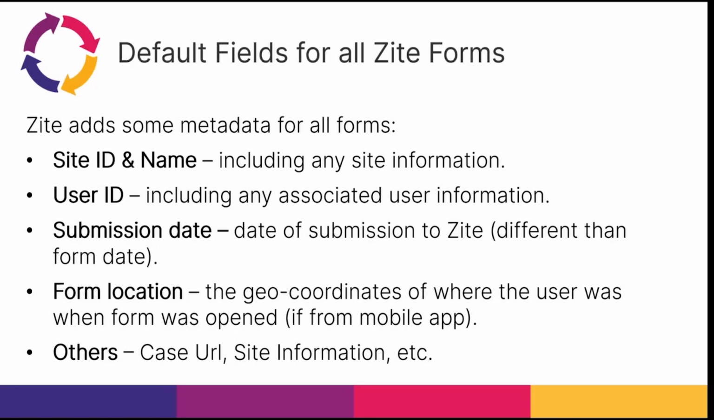Finally, you can get other information. This is more of a side note. You get things like the case URL, so that would be the URL of the case related to Zeit. You can also get other information related to your sites and your users. But generally speaking, don't add questions that say, what is the username of the person filling the form, or what site are you at? Zeit is going to give that to you automatically. You don't need to add it anymore.